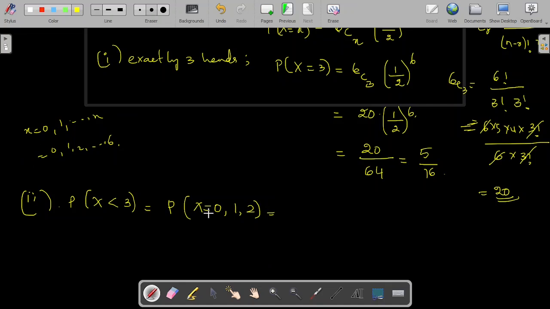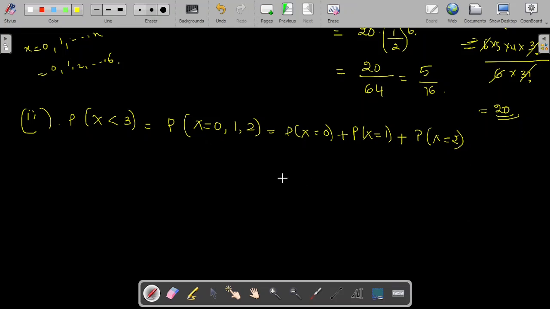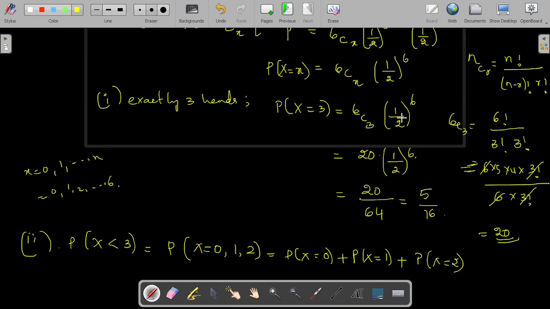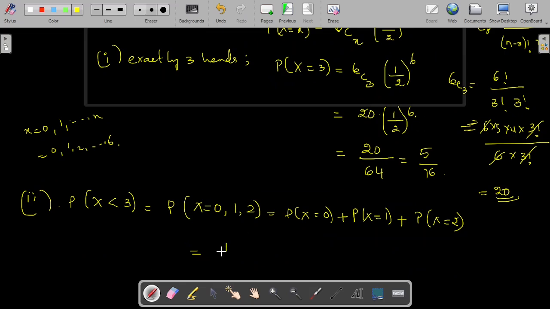So now you have to find the probability of x equal to 0, then add the probability of x equal to 1 plus the probability when x equal to 2. When you add all these 3, you will get the probability of getting less than 3 heads. Okay. So probability of x equal to 0. The formula is 1 by 2 to the power 6, which means 1 by 64. So 1 by 64 is there in every term. You can take that common.